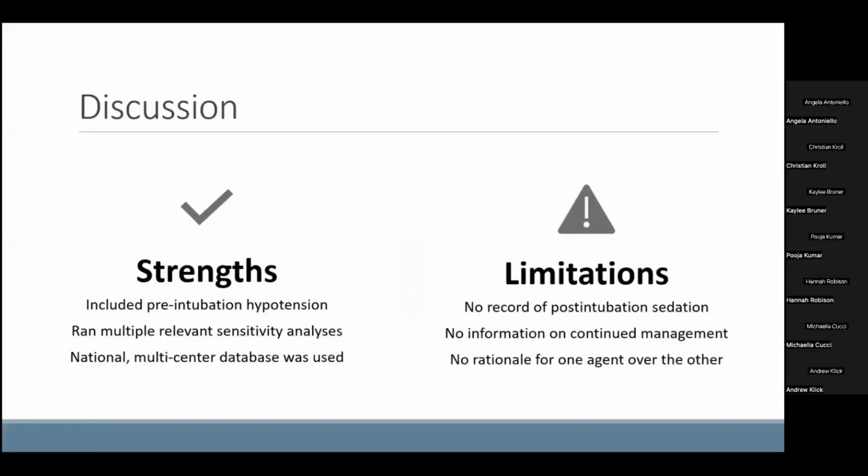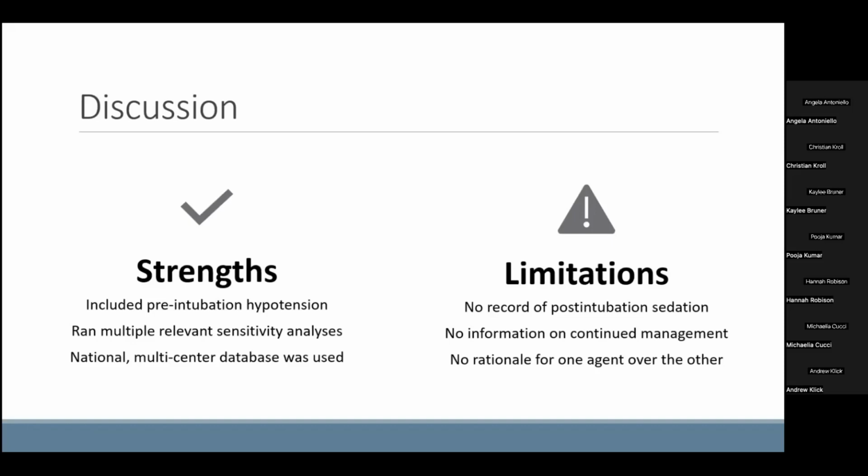There are some strengths and limitations that I want to go over. For strengths, they did include pre-intubation hypotension. I think it could have been natural to exclude these to really look at whether the dose caused the hypotension or if it just didn't improve it. And so I'm glad they included that. I think that provides better generalizability.